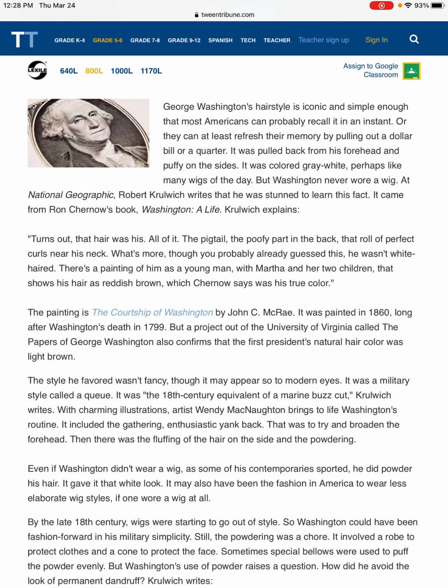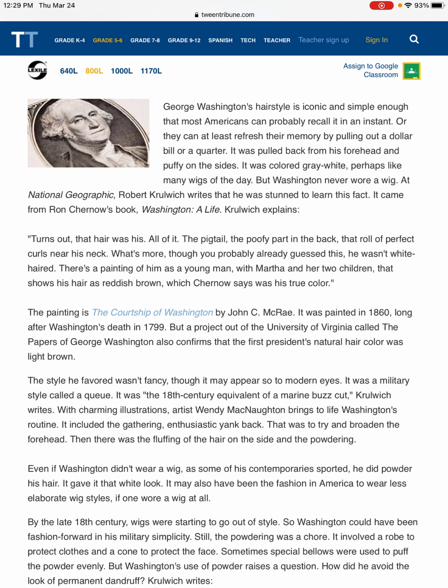It was colored gray-white, perhaps like many wigs of the day, but Washington never wore a wig. At National Geographic, Robert Krulwich writes that he was stunned to learn this fact. It came from Ron Chernow's book, Washington, A Life. Krulwich explains, turns out that hair was his, all of it. The pigtail, the poofy part in the back, that roll of perfect curls near his neck.